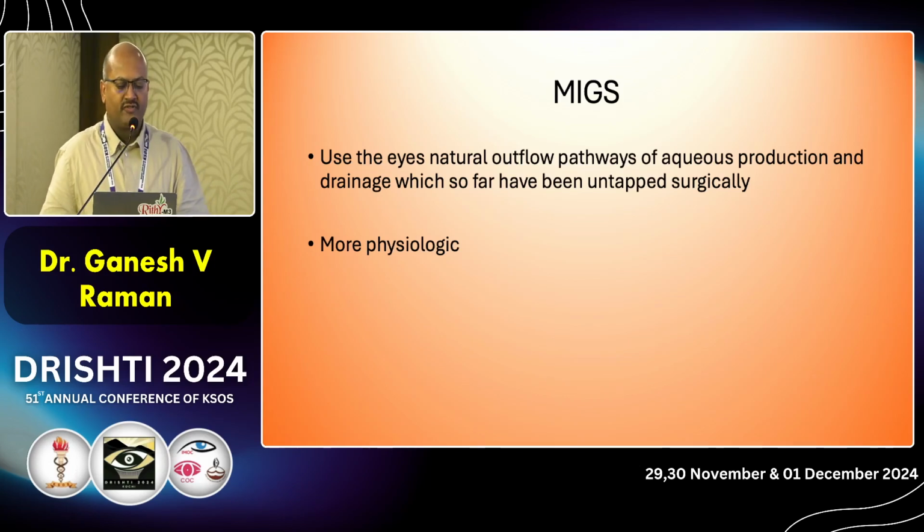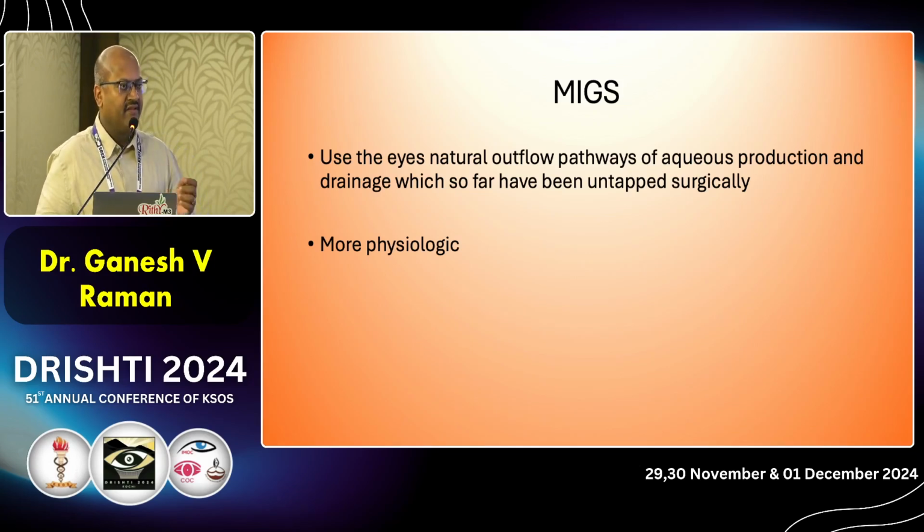So here, the natural outflow pathway is actually a pressure-dependent pathway. It's not the uveoscleral pathway. The uveoscleral pathway works better in some other animals, but in humans, the natural pathway is the trabecular meshwork, and that by genetics or epigenetics stops functioning at a particular point in time in the patient.